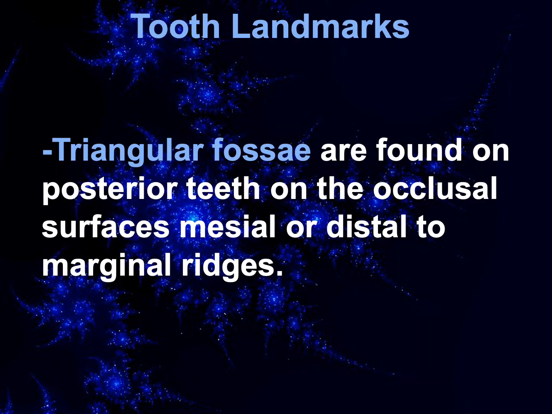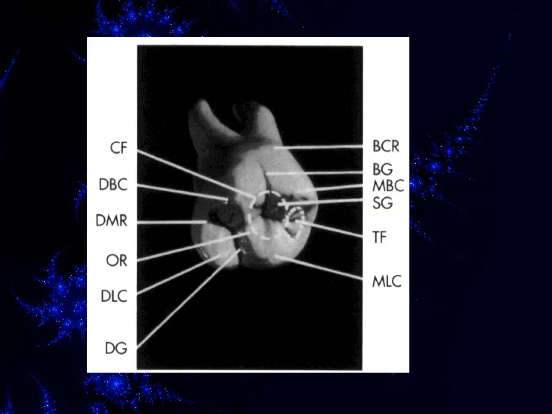Triangular fossae are found on posterior teeth on the occlusal surface, mesial or distal to the marginal ridges. So this is a posterior tooth, a maxillary molar. These are the proximal surfaces, and you will see here a triangular fossa, mesially and distally.